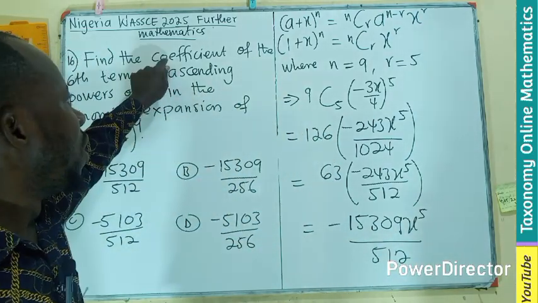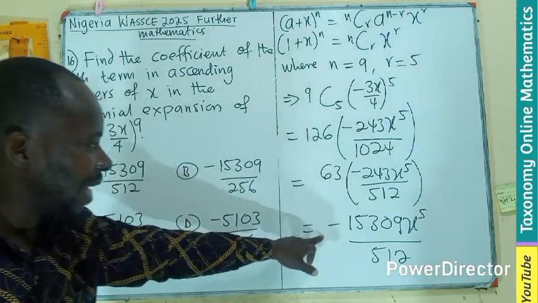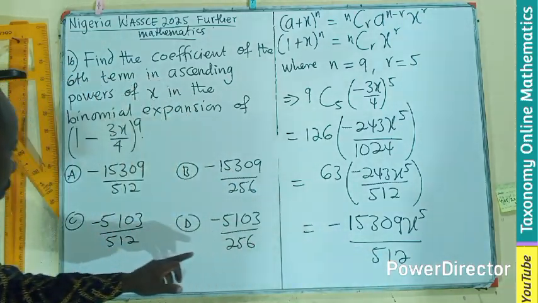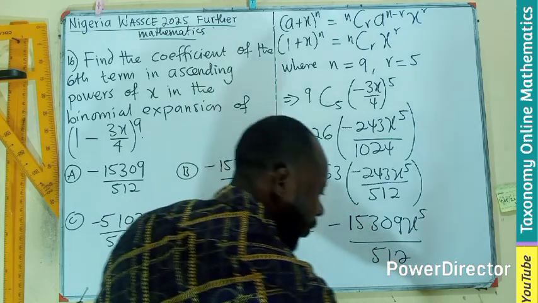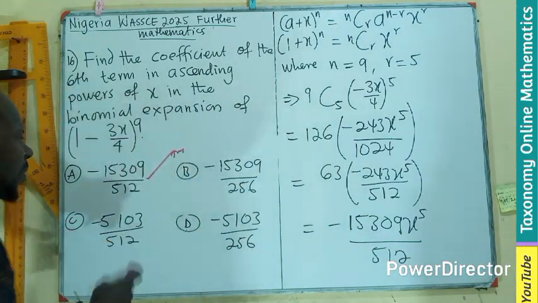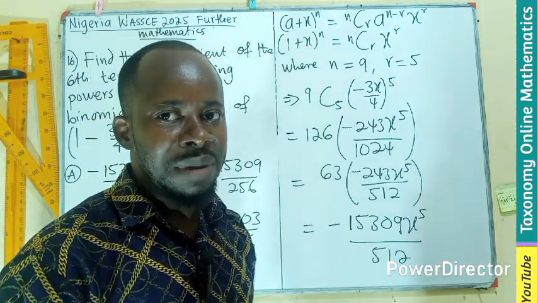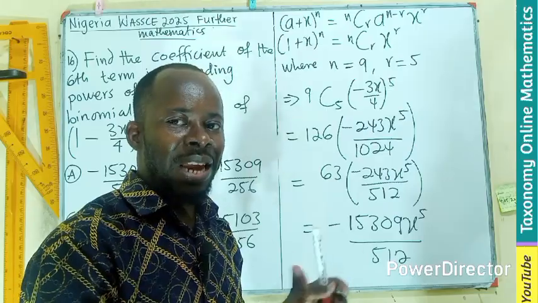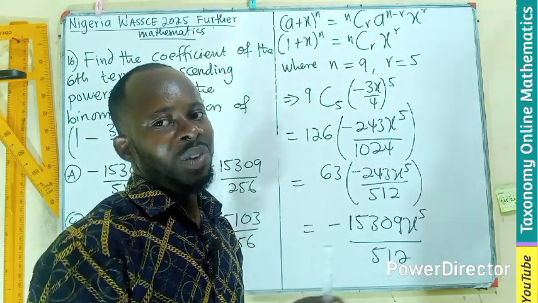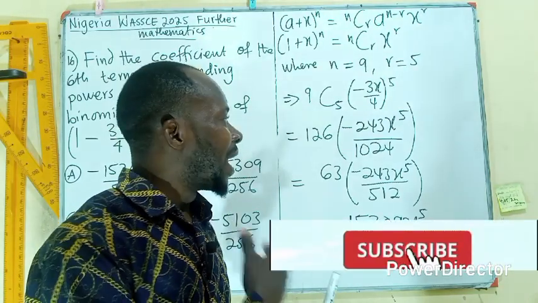We are looking for only the coefficient of this term, which is going to be negative 15309 divided by 512. 512 is here. So our option, which is going to be the preferred one, will be option A. I guess the concept is clear. You can also try the factorial expansion method, that is n(n - 1)(n - 2)(n - 3)(n - 4) divided by 5 factorial. Then you'll be able to get the same answer as we have.